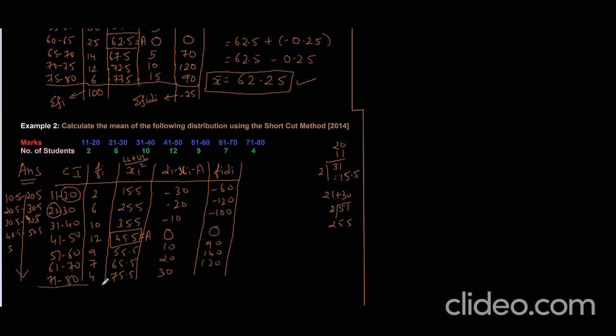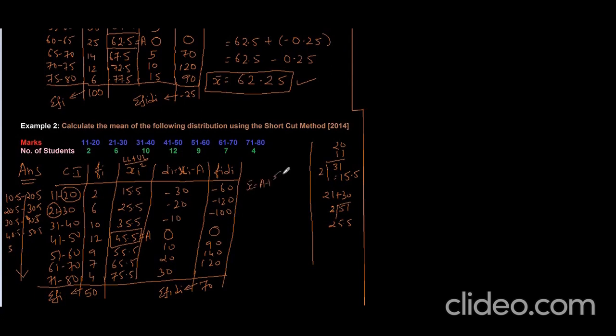Let us add first of all here, and this one. This is my Sigma Fi. So here 2 plus 6 plus 10 plus 12 plus 9 plus 7 plus 4. You get 50. And if you add all these things, Sigma FiDi is how much? 70. So you got the values that you require. So this is the column that you always have to make for doing the rough work. And here we write down the formula. So x bar is equal to what?